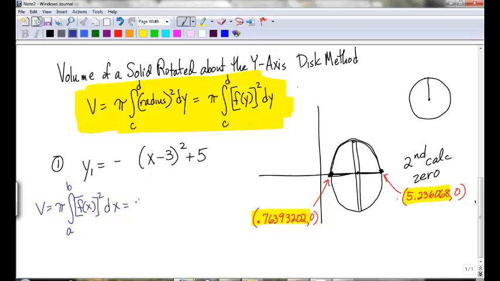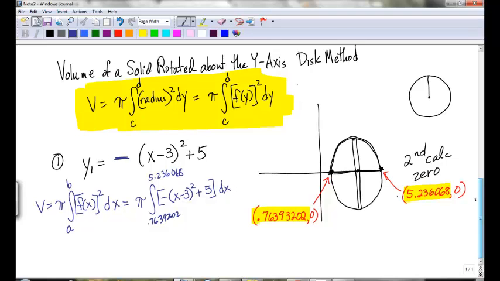So figure pi times the definite integral. We want that formula, so it's negative, x minus 3 quantity squared plus 5, and then it's with respect to x, and we're going from 0.763902. Notice I'm not rounding this until the final answer. To 5.2360, and we're not doing it algebraically. We're doing it all using the second function calculate integral.